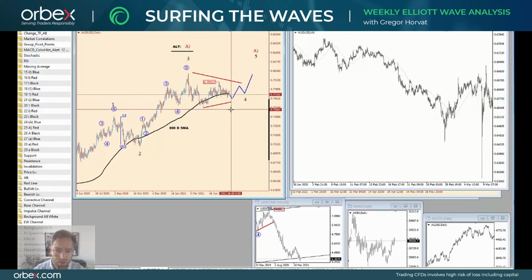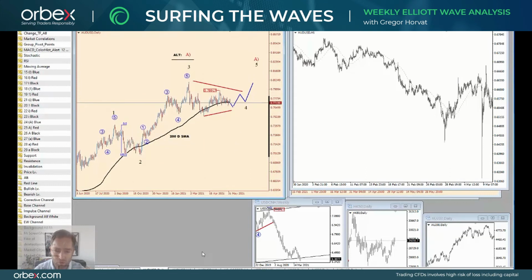I mean, Melbourne, as you know, is in a new lockdown because of COVID cases. So this could definitely limit the upside. There's still no evidence of any tapering from the Bank of Australia. So I think that this wave 4 has more room and time to unfold.